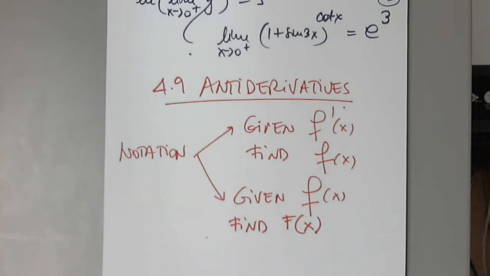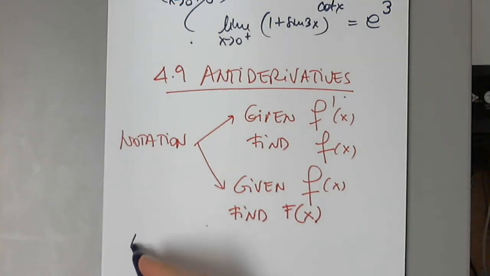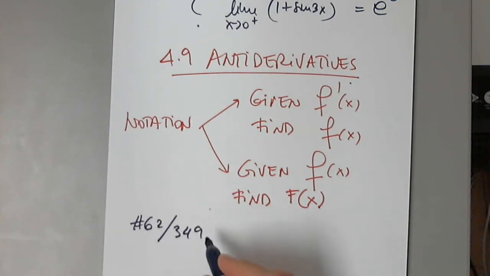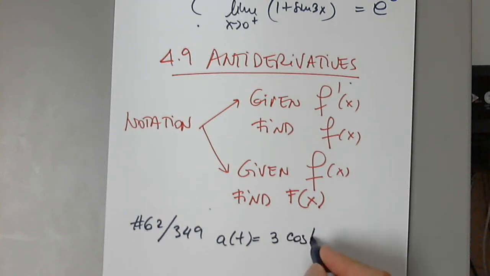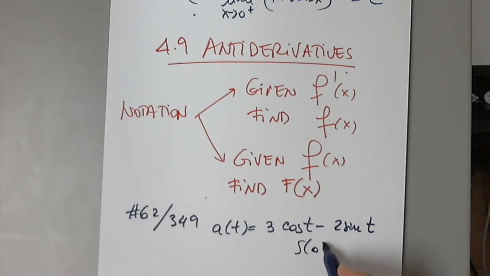62 or 63. Never mind, 62. Okay, so in 62, on page 349, we are given a of t, which is 3 cosine t minus 2 sine t, and s of 0 is 0, and v of 0 is 4.